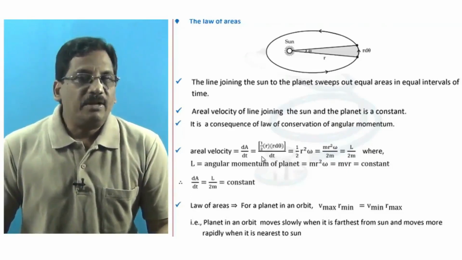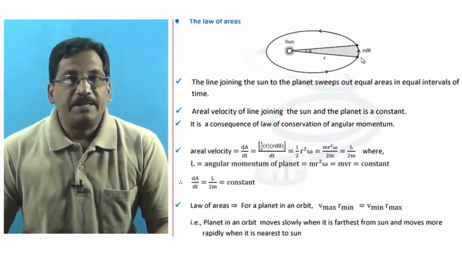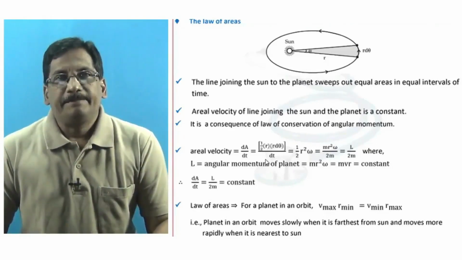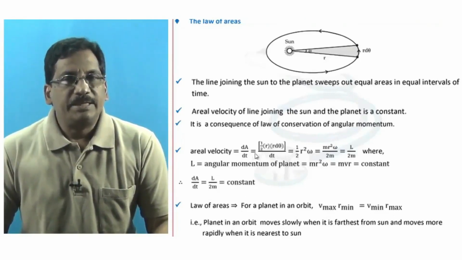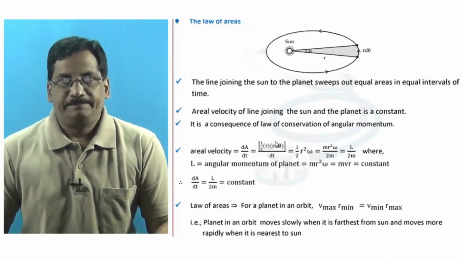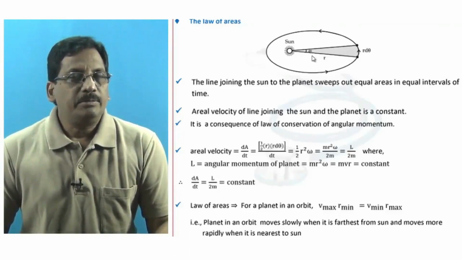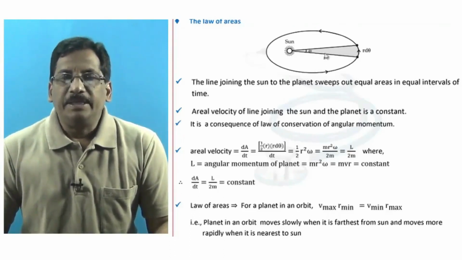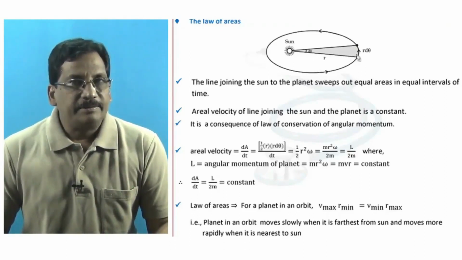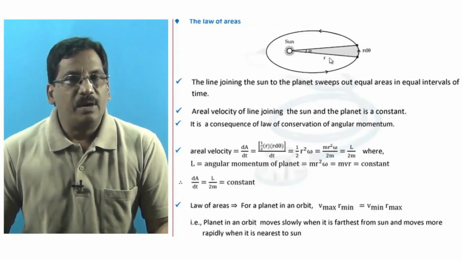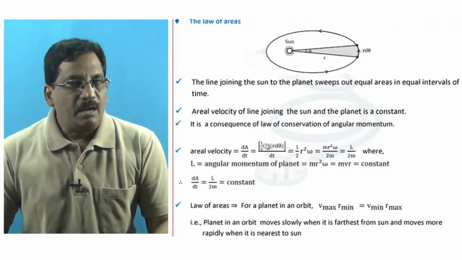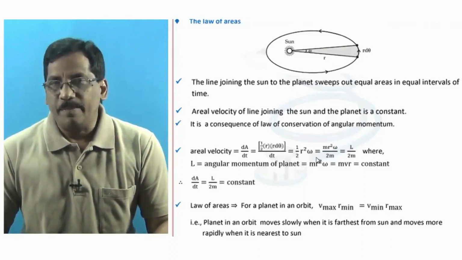Here, the areal velocity of the line joining the sun and the planet is given to be constant. That is, areal velocity is dA by dt, where dA is the area that is covered in a small interval of time, dt. Corresponding to the angle d theta, dA is measured as half into r into the arc length. Arc length is r d theta. So half into r d theta is dA divided by dt. And this is half into r square into d theta by dt, which is omega.